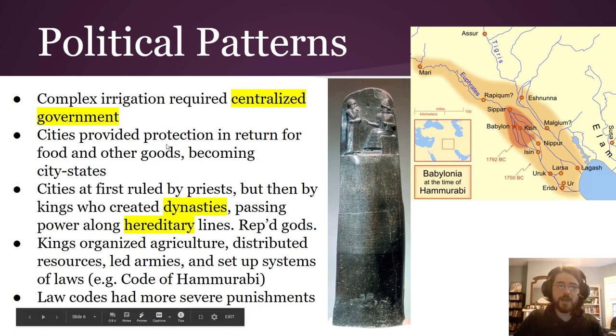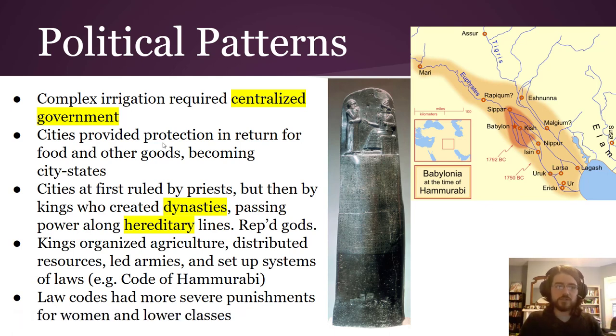Cities also developed more power over time as they extended their control over the surrounding villages. They basically offered protection in return for the villages sending them food and other goods. The cities at first were ruled by priests, but then eventually by kings who created dynasties. We can tell the priests were in power at first because in the archaeology of these sites, you can see that the temples were in the center to begin with, but then later palaces pushed them out of the center.